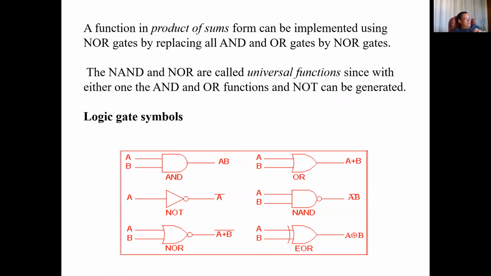Simple gates, no? So this is a summary of all symbols. You have an AND gate, an OR gate, a NOT gate, a NAND gate, a NOR gate, and an EOR gate, or an XOR gate, sometimes called XOR, for exclusive OR. Any questions so far?